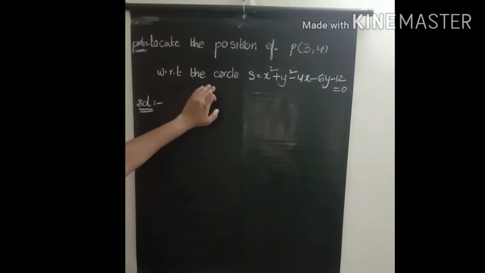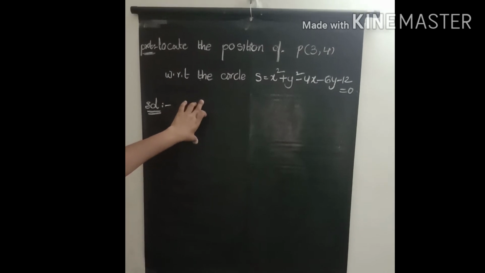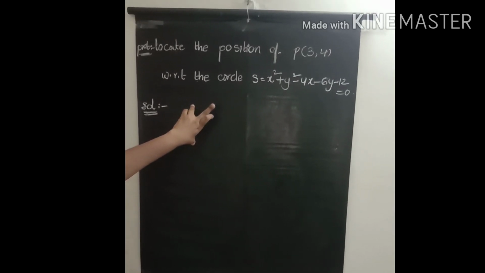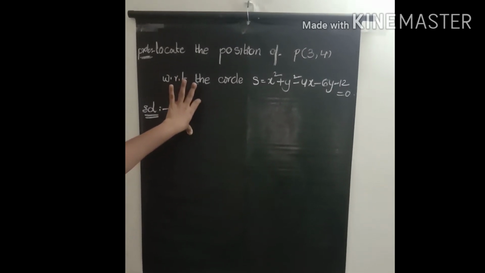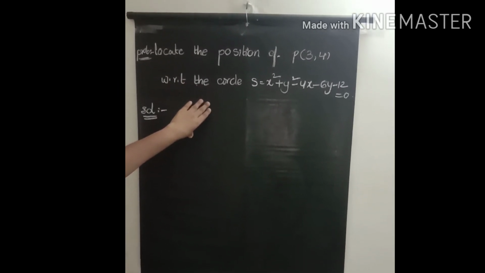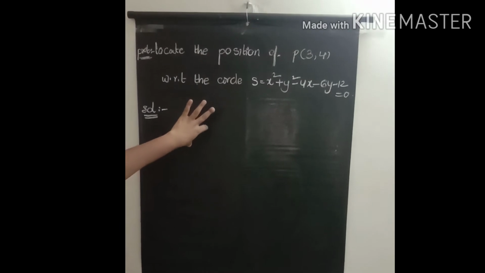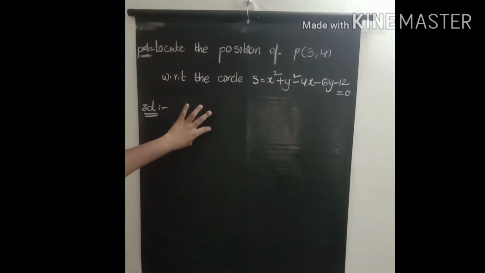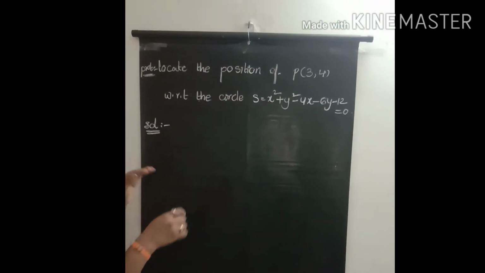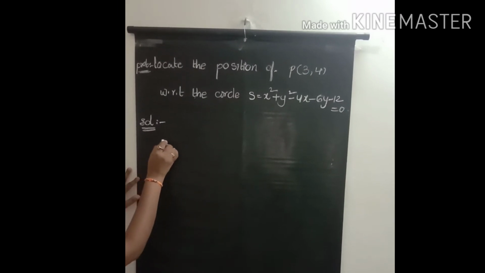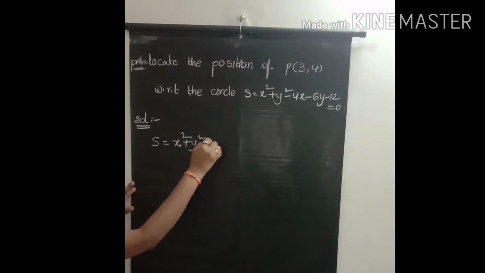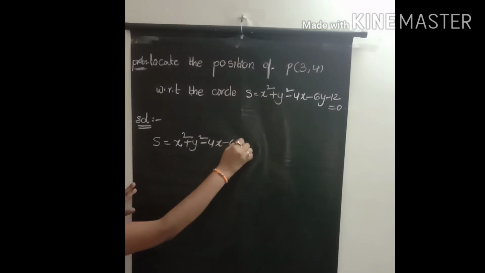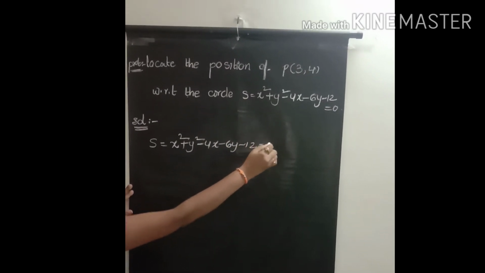Locate the position of P(3, 4) with respect to the circle S equals x square plus y square minus 4x minus 6y minus 12 equals 0. Locate the position. We want to check whether the point P lies inside of the circle, outside of the circle, or on the circle. For that, first we want to find the value of S11. So first we take the given circle S equals x square plus y square minus 4x minus 6y minus 12 equals 0.